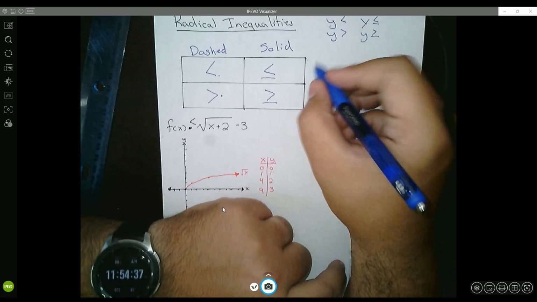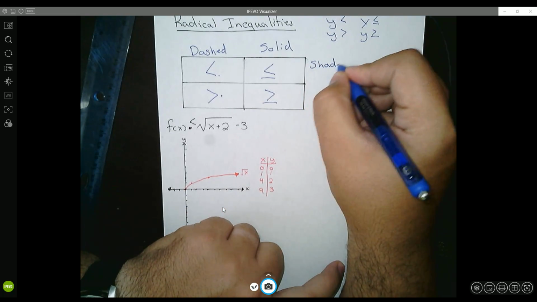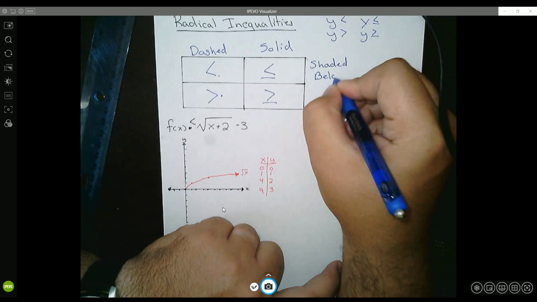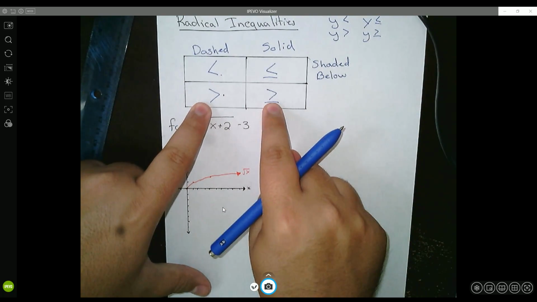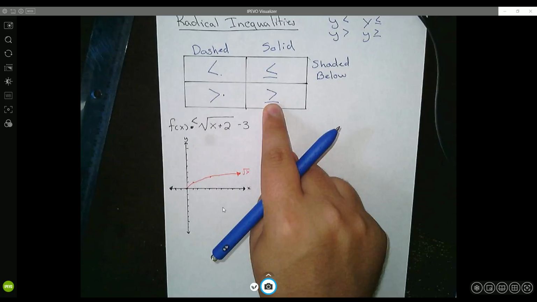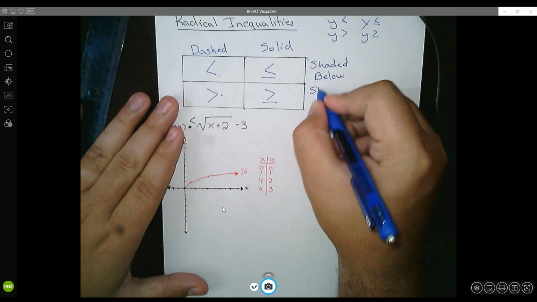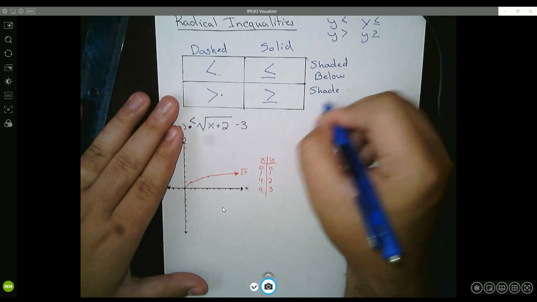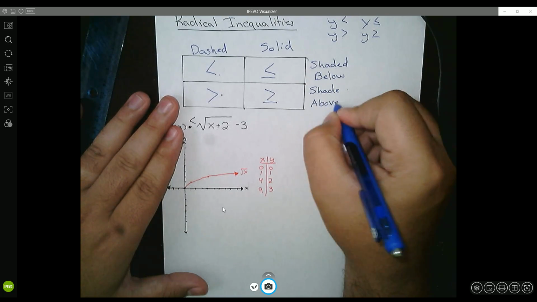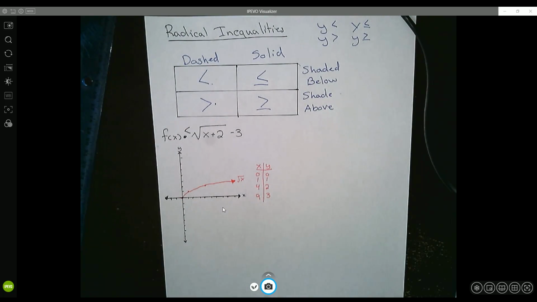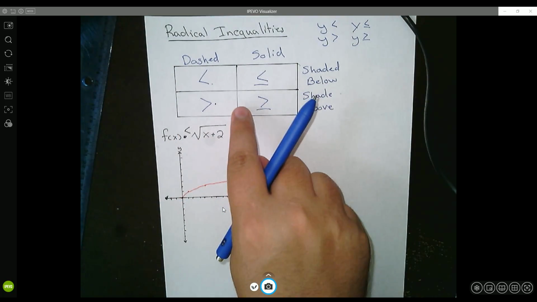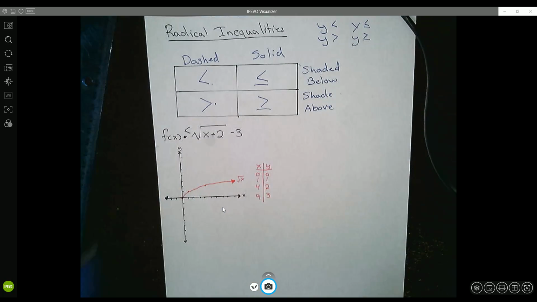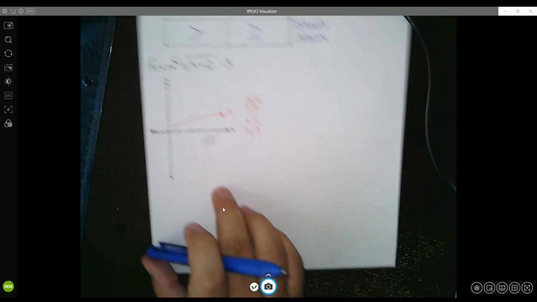So we say shaded below. Okay, greater than or equal to. Okay, that's the opposite. If you're greater than something, you have to be above it. So we are shaded above. Okay, so now we have our indications for what these are. So every time you're graphing an inequality, you just have to point out what you're doing. Okay, if you can point out on this table what you have, you can see what two options you have.